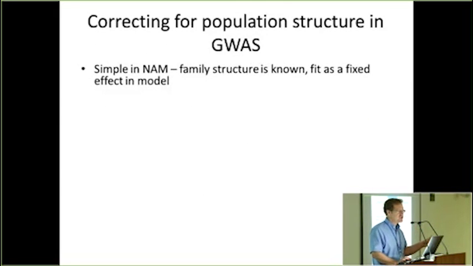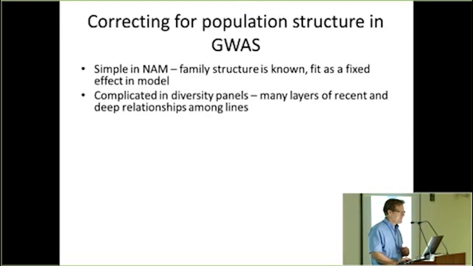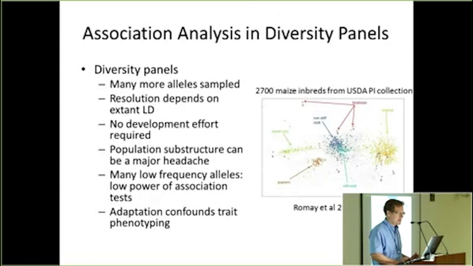Okay, so we have to correct for population structure, and I showed you we did that in the nested association mapping study. That's easy. We know the family structure because we made the families, and you can just put it as a fixed effect in the model. However, if you get to these diversity panels, it's very complex. You have many layers of recent and deep relationships among lines. Let me just go back and show you this guy.